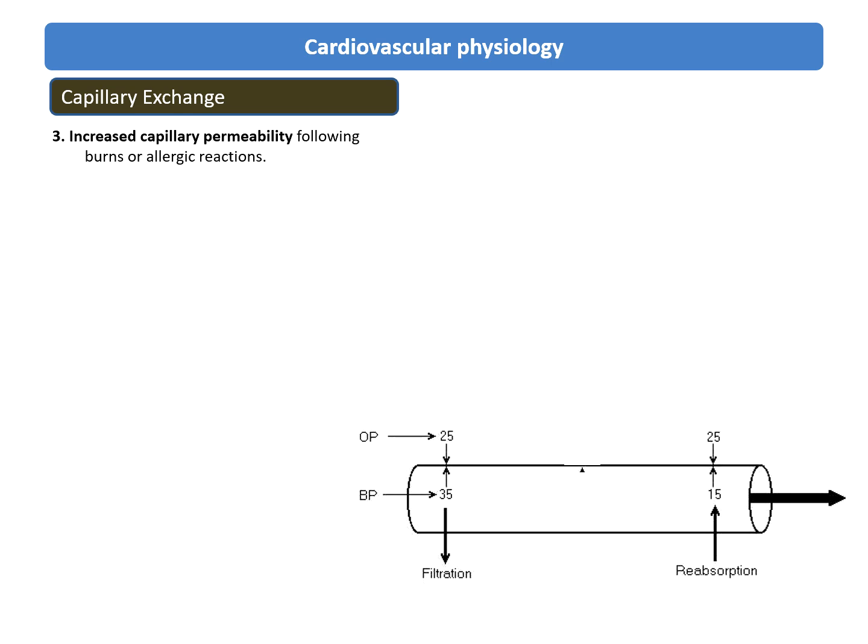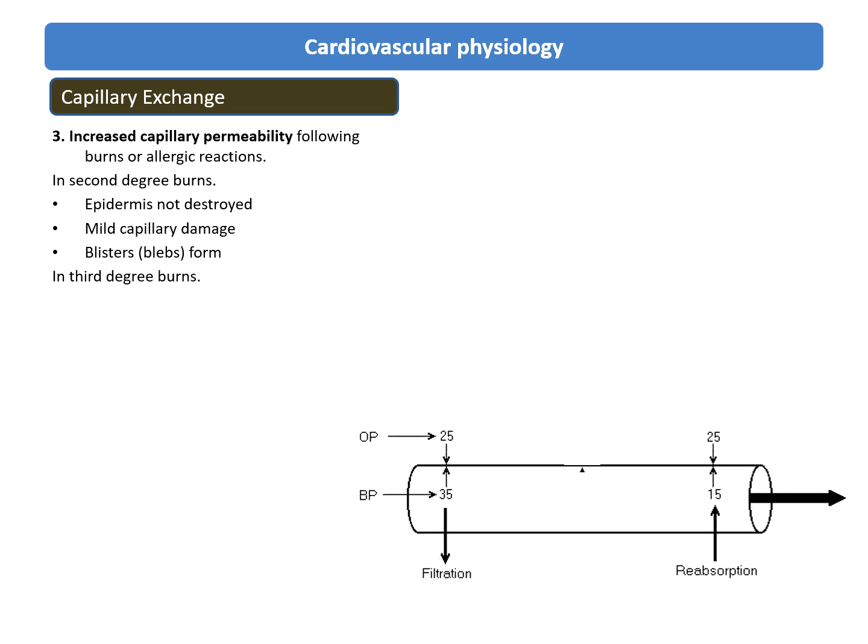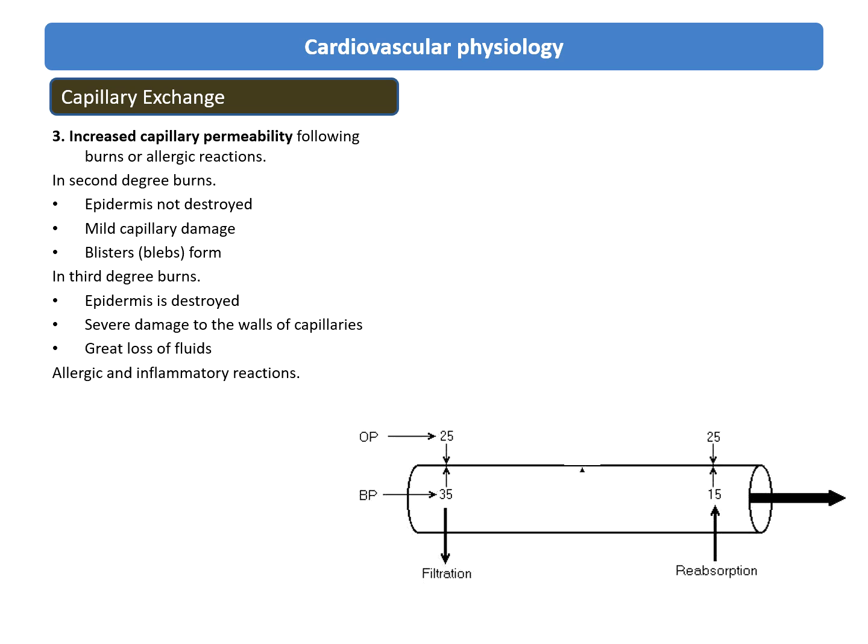Increased capillary permeability may follow burns or allergic reactions. In second-degree burns, the epidermis is not destroyed, and capillary damage will be perhaps mild. Blisters may form. They're called blebs. In a third-degree burn, on the other hand, the epidermis is destroyed. Severe damage happens to the walls of the capillaries found in the dermis. Great loss of fluids occurs.